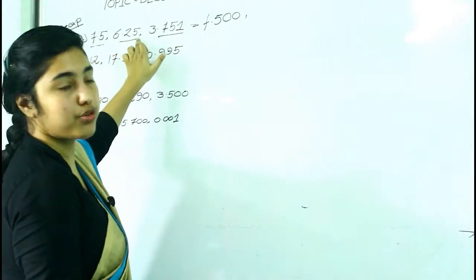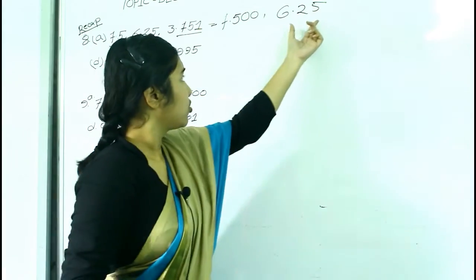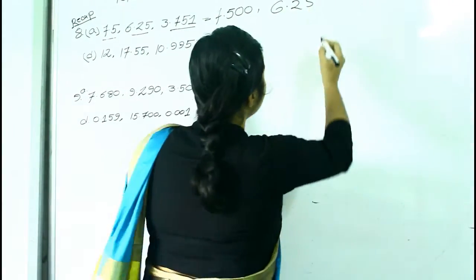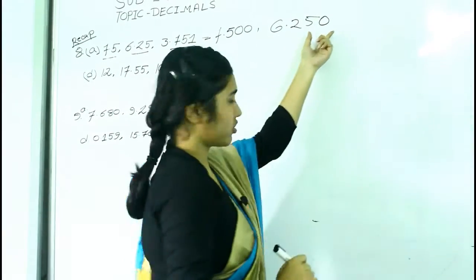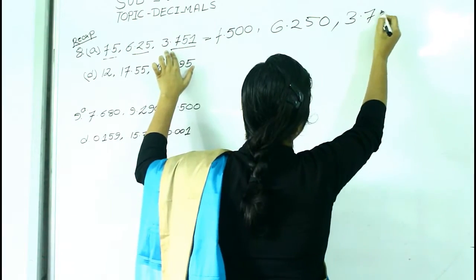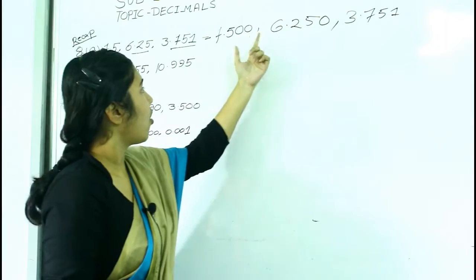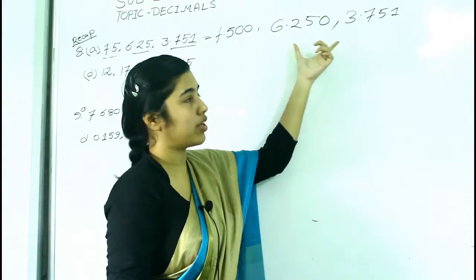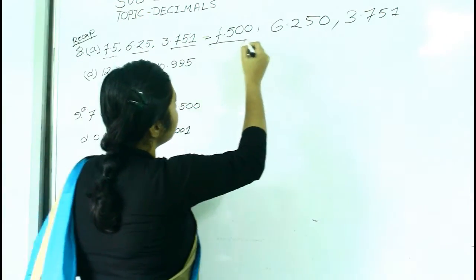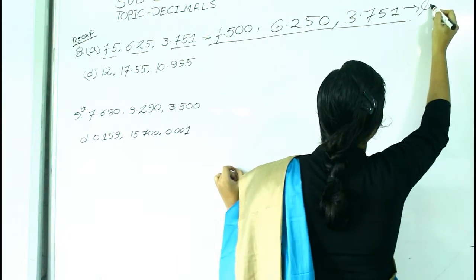Next 6.25. Here we have 2 decimal places, but we need 3 decimal places. So add 1 extra 0 and write 3.751 as it is. Now look at these numbers. All have 3 decimal places. So these are like decimals.